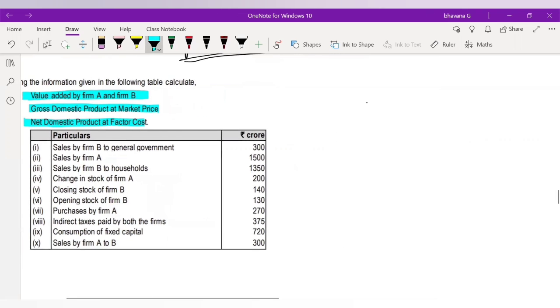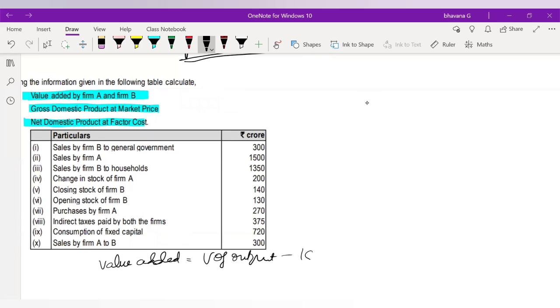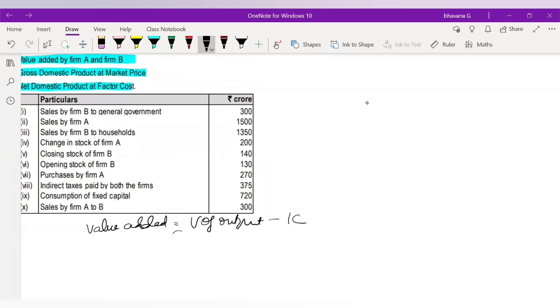First, we'll find out the value added by firm A and B. So what is the usual value added formula? Value added is value of output minus intermediate consumption, and value of output can also be shown as sales plus change in stock. This change in stock can again be shown as closing minus opening stock. So this is how you find out your value added by firm A and firm B.